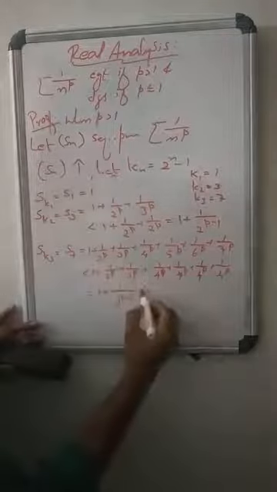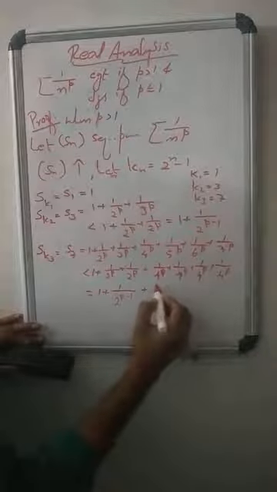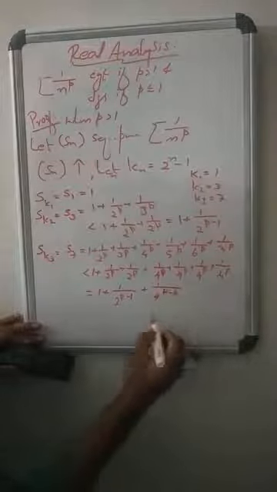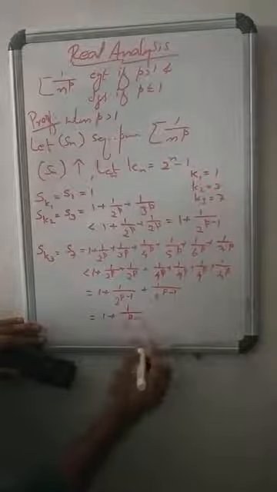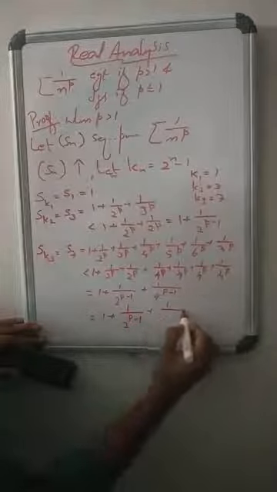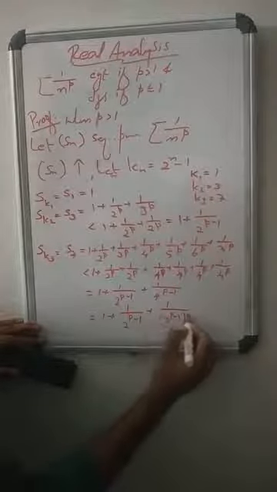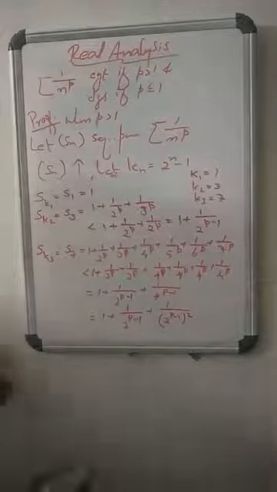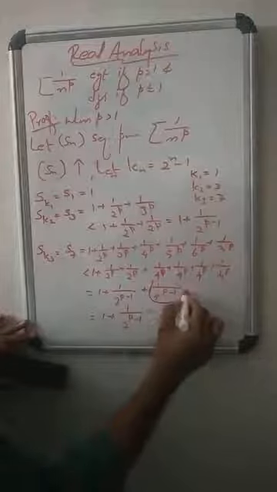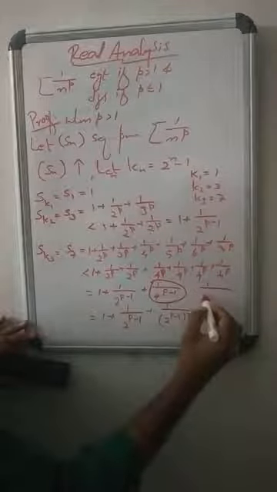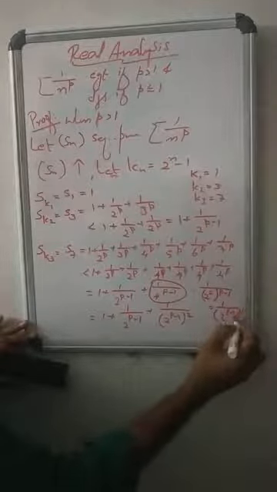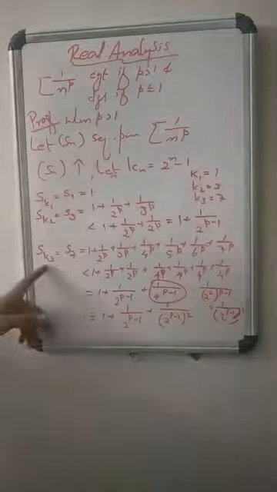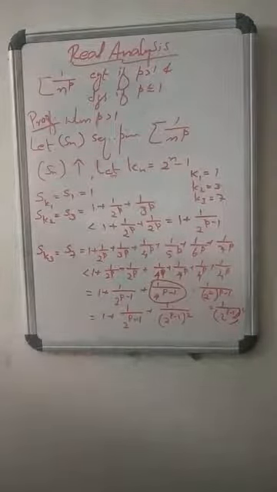That equals 1 plus 1 by 2 power p minus 1, plus here it is 4 by 4 power p, which means again 1 by 4 power p minus 1. Okay? Yes. That equals 1 plus 1 by 2 power p minus 1 plus 1 by 2 power p minus 1 whole square. Why? Consider this step: 1 by 4 power p minus 1, that is 1 by 4 means 2 square, 2 square whole power p minus 1, that equals 1 by 2 power p minus 1 whole square. Clear? So S_K3 is strictly less than 1 plus 1 by 2 power p minus 1 plus 1 by 2 power p minus 1 whole square.